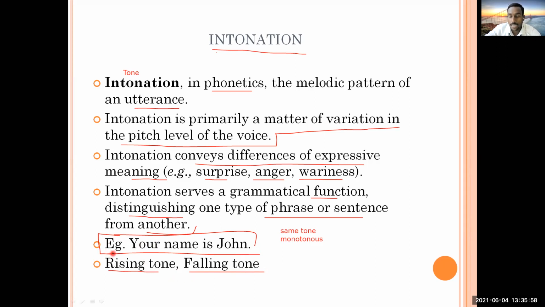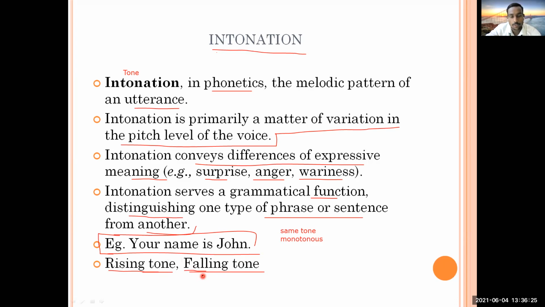Now I will read it and you people will tell me the difference. This difference can be in rising tone and in falling tone. When it is a rising tone, it will be different, and when it is a falling tone, it will be different. So I will say, your name is John.